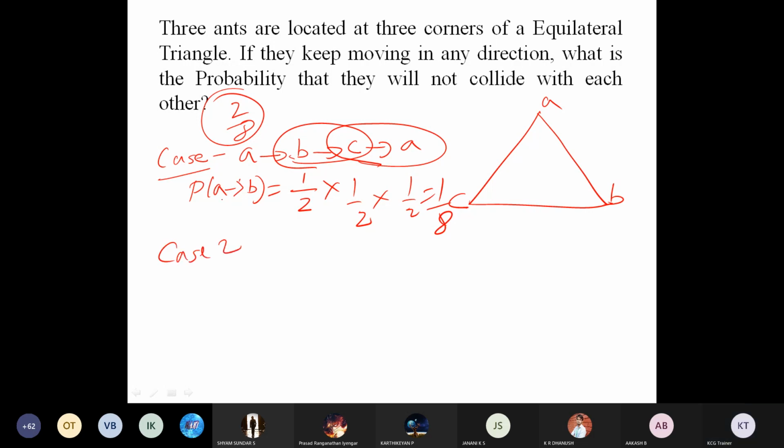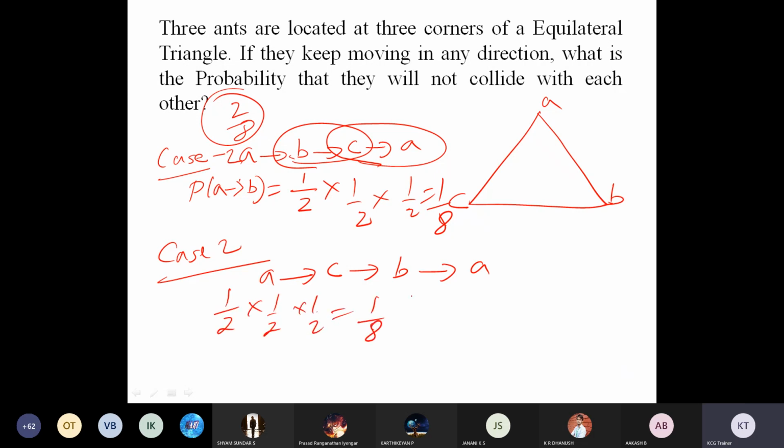Case 2. Now A should go towards C, C should go towards B, and B should go towards A. Similarly for this also, 1 by 2 into 1 by 2 into 1 by 2 makes 1 by 8. Now understand that out of the 2 directions, all the 3 ants should not follow both directions. If I consider both, then one ant will go A towards B, and another ant B towards A, and then there is a collision between A and B. I repeat, all the ants should not follow both the directions. Both means both case 1 and case 2.